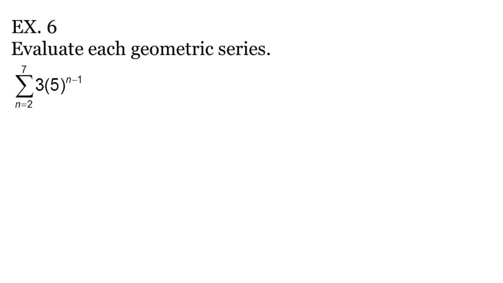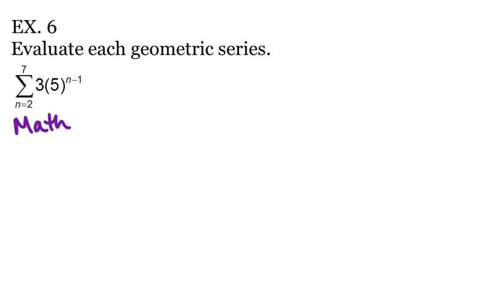Okay, so example 6, this is the same thing. This is just written in sigma notation, and we saw sigma notation in an arithmetic series as well. So this is saying the sum of 3 times 5 to the n minus 1 power from the second term to the 7th term in the sequence. So some of you have already figured out how to type these in your calculator, which is fine. Those of you who haven't seen it yet, I'm going to show you the steps.